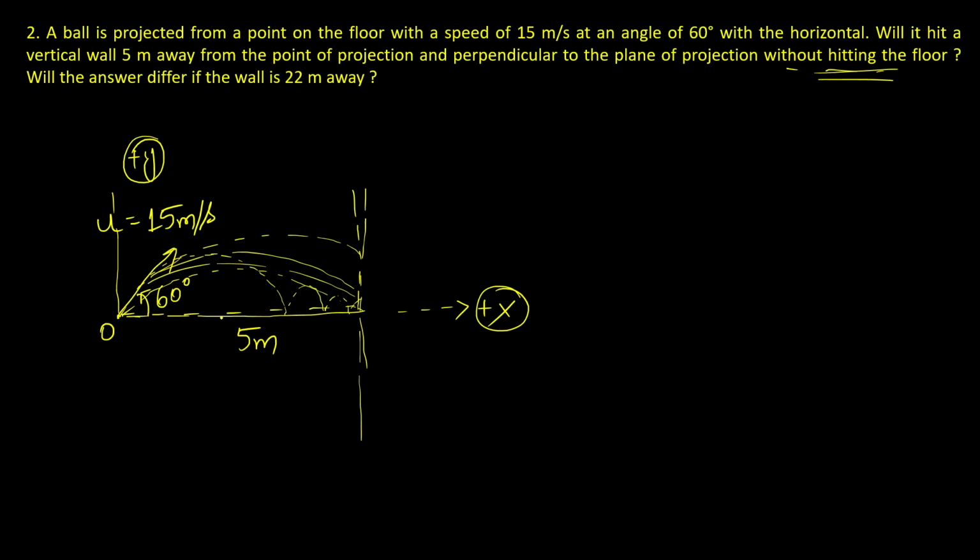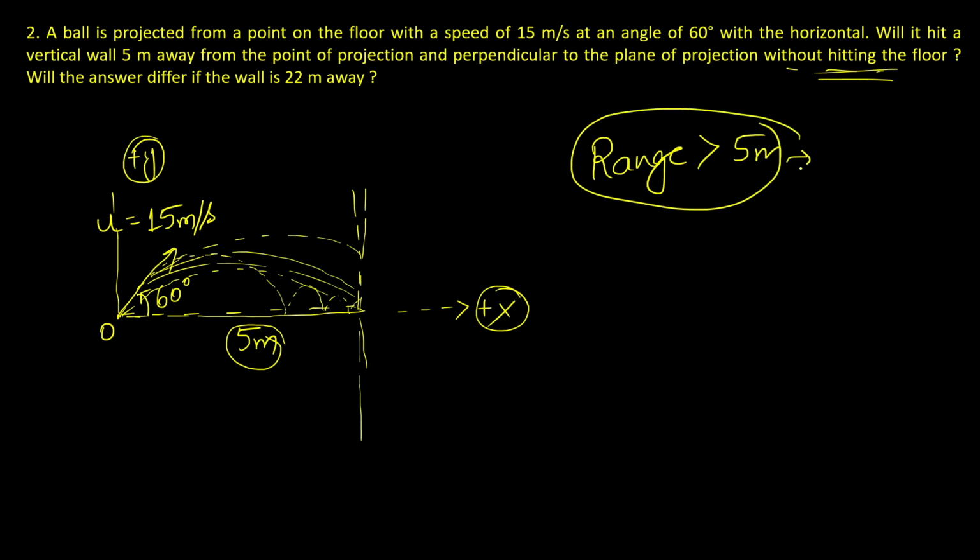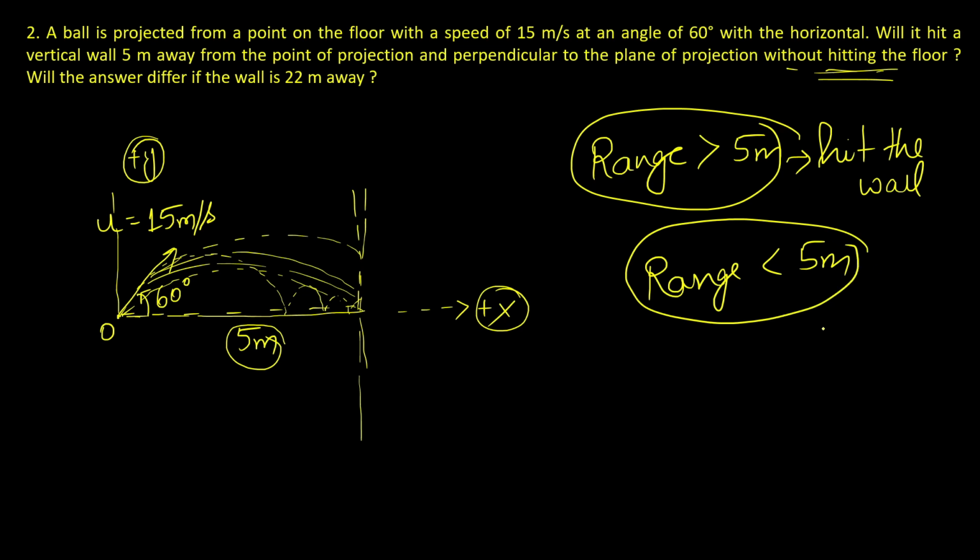So as is clear from the question, we need to find the range in this case. And if that range is greater than 5 meters, then obviously this ball is going to hit that wall. But if the range is lesser than 5 meters, then the ball is not going to hit the wall at the first attempt, or without hitting the floor. After hitting the floor, it might be the case that this ball is going to hit the wall, but without hitting the floor, this ball is not going to hit the wall. That is going to be the second case.